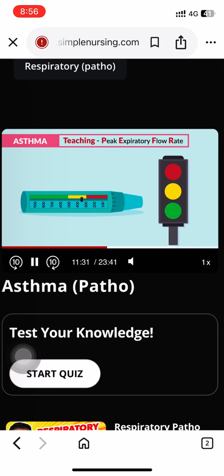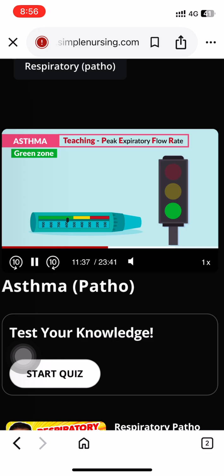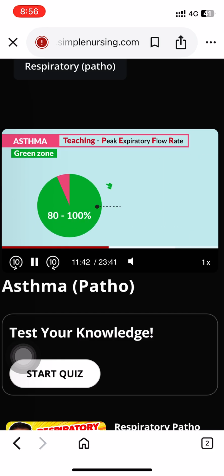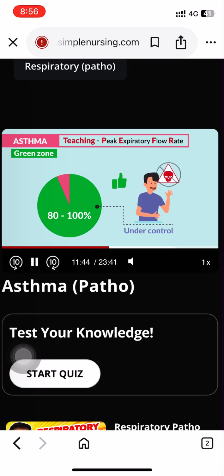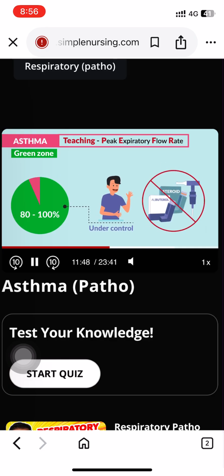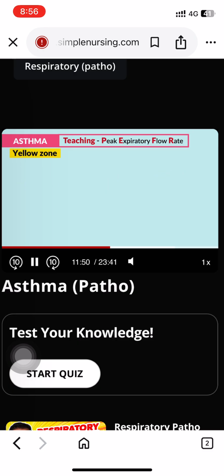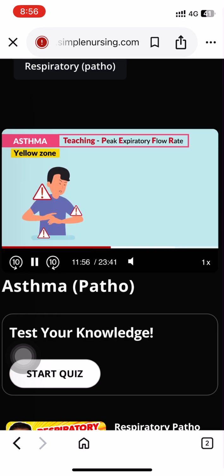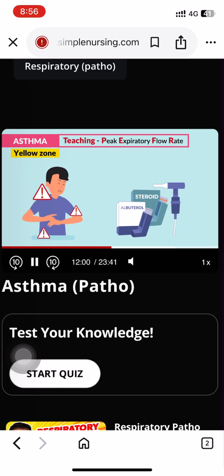So it kind of works like a traffic light. We have 3 zones: green, yellow, and red. For the green zone, just think green means go. Asthma is around 80 to 100% under control. There should be no worsening symptoms, so no further medication is needed. Now, the next one, write this down, is the yellow zone. Yellow, think mellow. Asthma is not under control here. There's a huge need for additional medication.